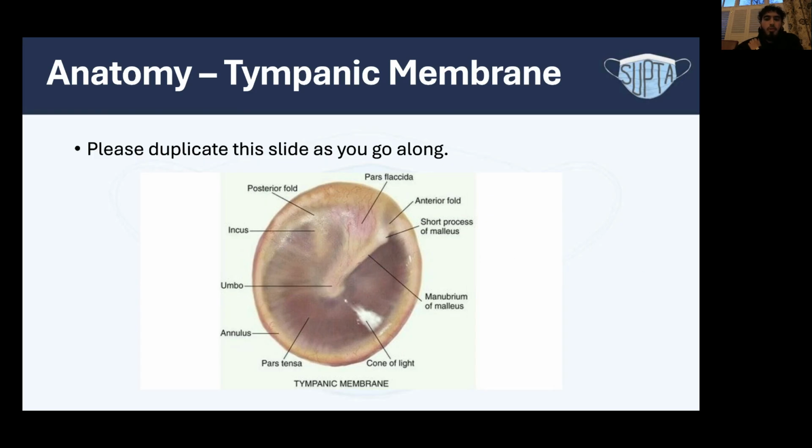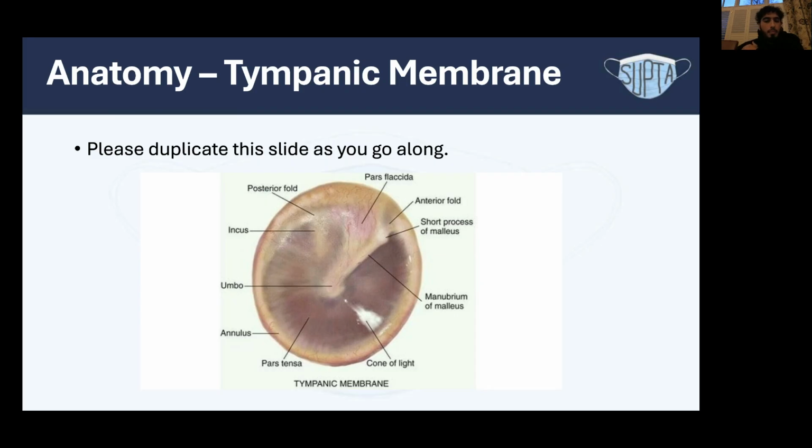In the superior portion, we have our pars flaccida, also known as Shrapnell's membrane. It's a small triangular portion of the membrane, situated superior to the lateral process of the malleus. So if you have a look here, the manubrium of the malleus, that's the lateral process.